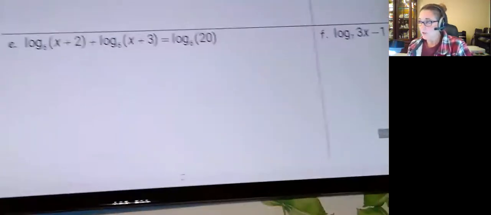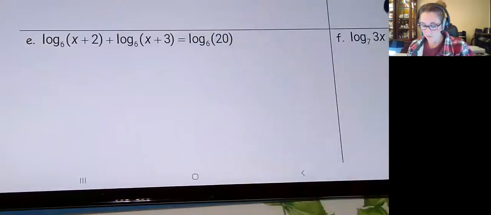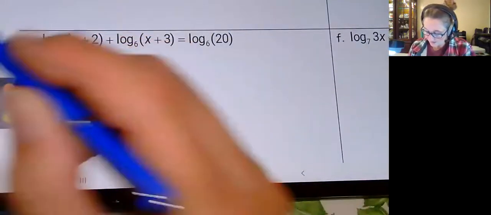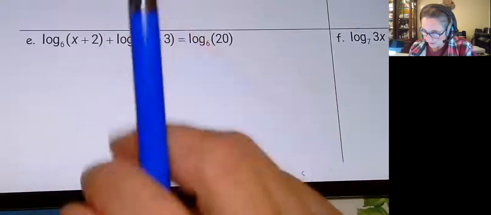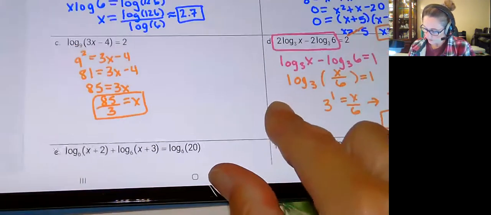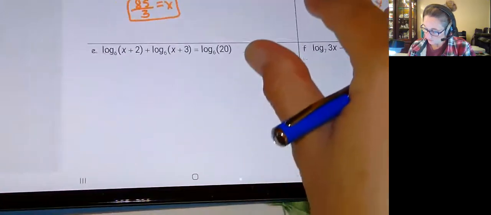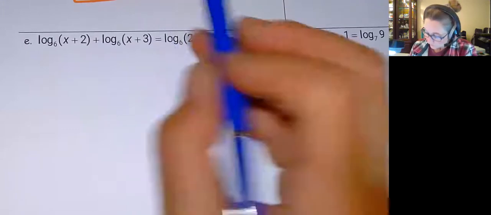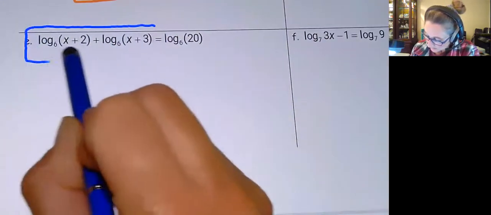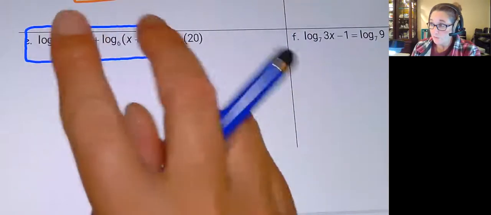So this one, you have logs on both sides. So this is slightly different than the ones we were doing. Okay, so this is that third type. A is one type, B, C, and D is another type, and then this is a third type. So first off, you want to get this to be a single logarithm. And again, there's a plus here, so I'm going to be multiplying these.